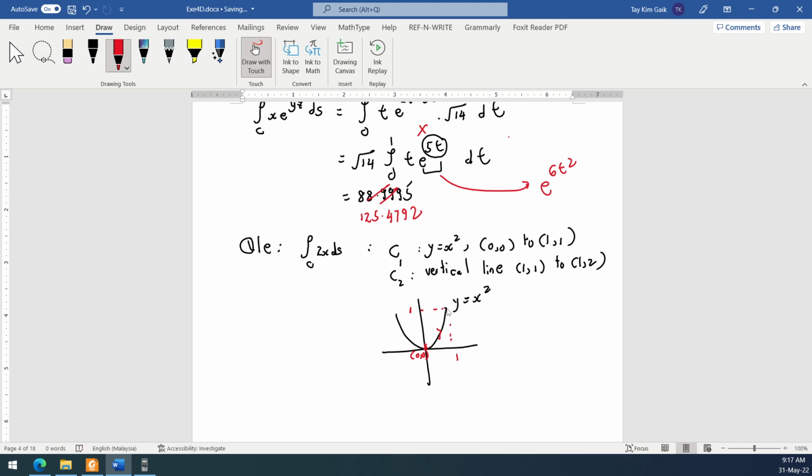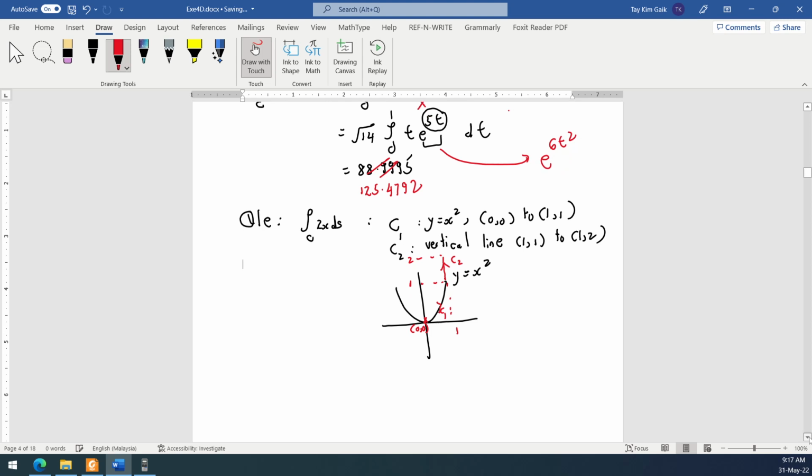And then they said the vertical line from (1, 1) to (1, 2). After (1, 1), x is 1, and y goes up to 2. This is curve C1, the parabola. Curve C2 is the vertical line. So this is a piecewise smooth curve consisting of two different curves: C1 is the parabola, C2 is the vertical line.